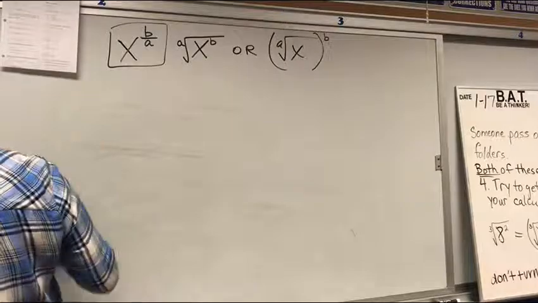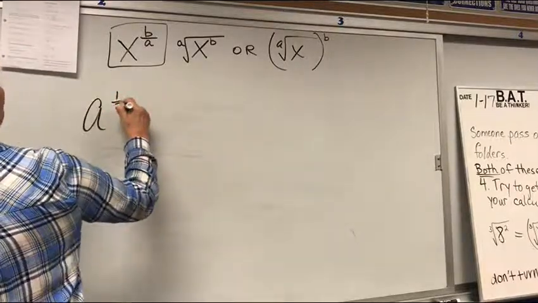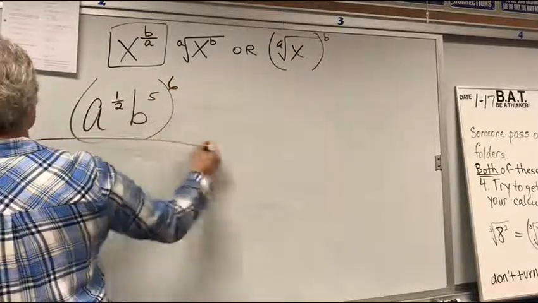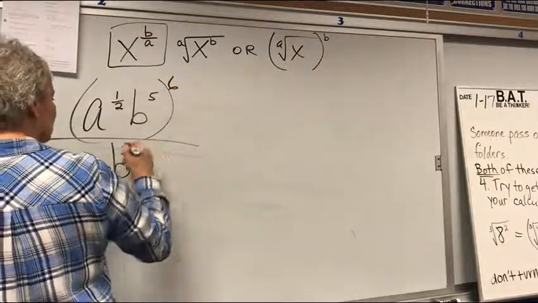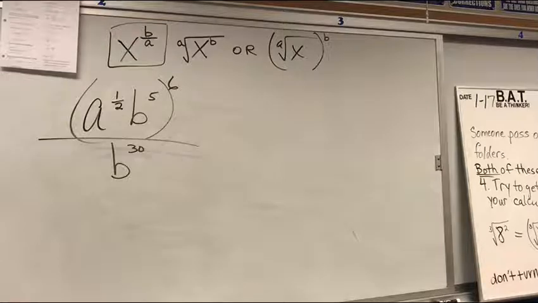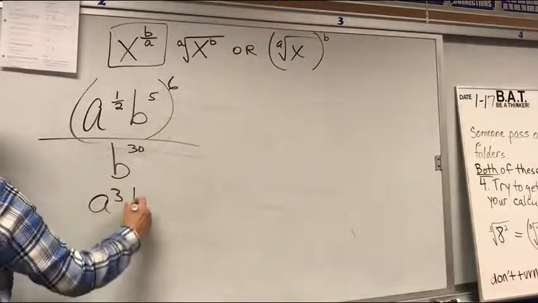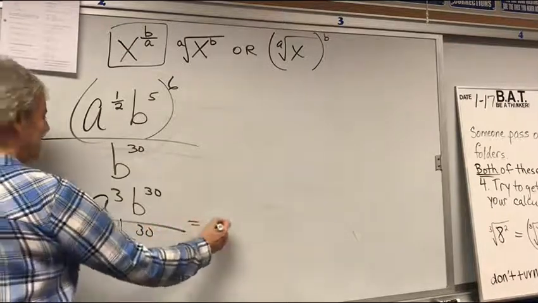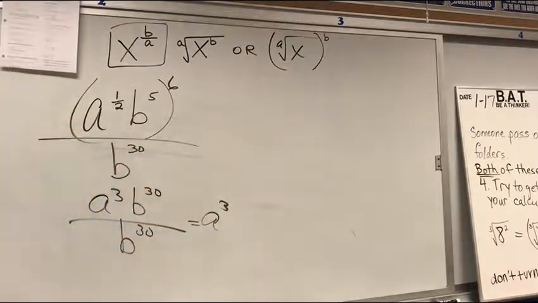A to the 1/2 power, B to the 5th, all to the 6th power over B to the 30th. A to the 3rd, B to the 30th. Yes. Good job.